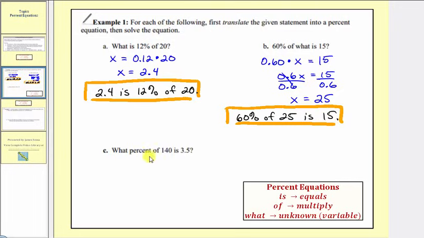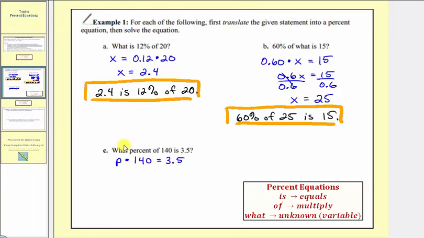Part C, what percent of 140 is 3.5? Notice how the first word we see is what, but it says what percent, so the unknown is going to be a percent. Let's go ahead and use the variable p for this. So we have p. Of means multiplication, so p times 140 is means equals, and then we have 3.5. So we need to remember here that because we're finding a percent, when we solve for p, we'll get a decimal, which we must then convert to a percent.